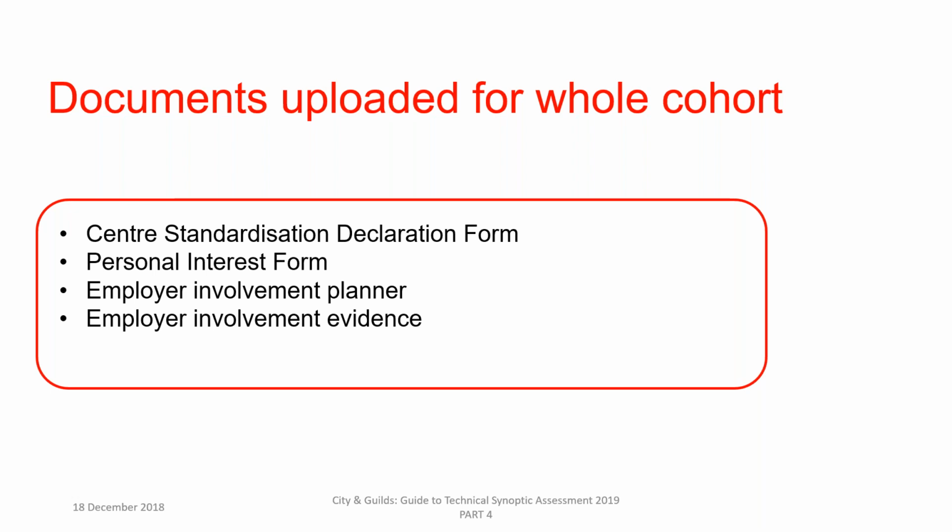Although the personal interest form is rarely used, it must be completed and uploaded when a marker has a personal interest in a candidate, for example a parent or other relation. There is only one required per cohort per synoptic assessment. And lastly, for all Key Stage 5 technicals, an employer involvement planner must be uploaded along with all the evidence which relates to employer involvement.